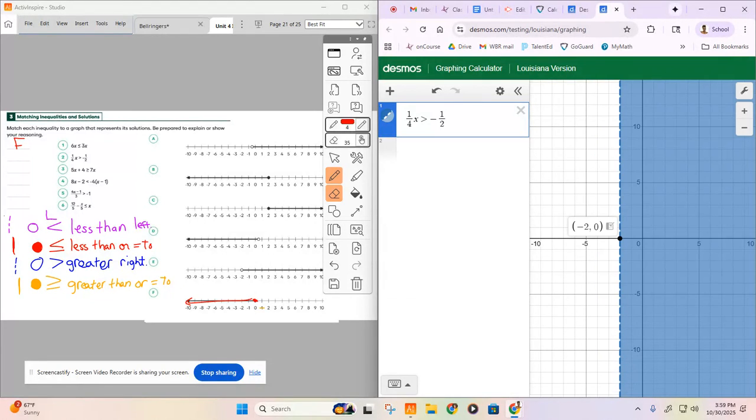My boundary line, this is my boundary line going up and down right here. It is dotted. That tells me I'm looking for a hollow circle. The hollow circle should be on the -2. So I'm looking at the -2 going down. Where do I see a hollow circle? Right here. The shading goes to the right just like it does in Desmos. So E goes with number 2.